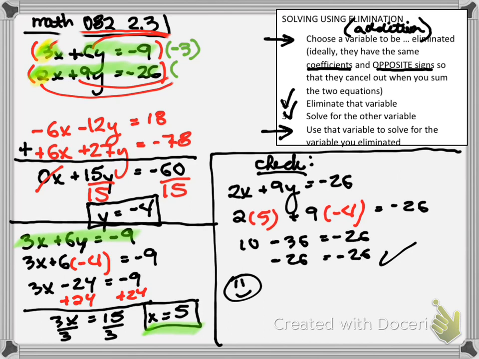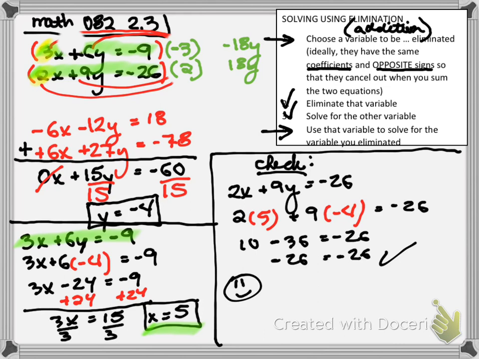And then you would have had to multiply this by 2. And doing that, this would have given you a -18y. And then you would have had a positive 18y here. And therefore, you could have done the other thing. Instead of eliminating x and solving for y, you could have first eliminated y and then solved for x.